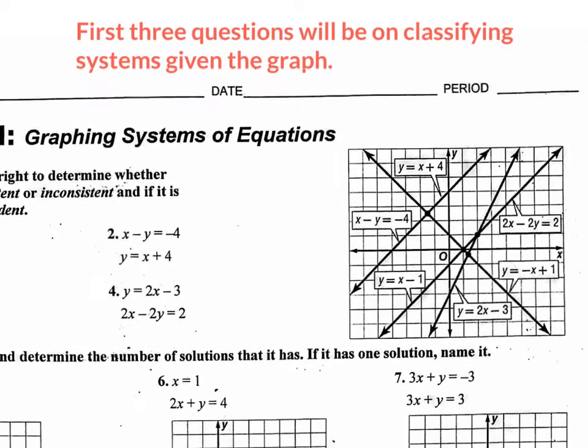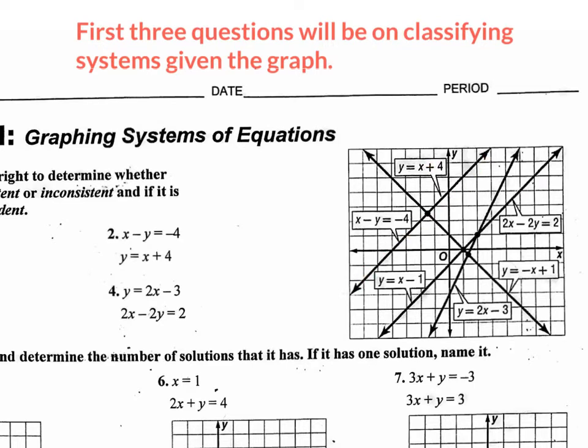So let me just show you one example. Number 2, it says x minus y equals -4. You look for it over here. There it is. X minus y equals -4. So you're talking about this line right here. And the other one says y equals x plus 4. And as you can see, it's the same exact line.